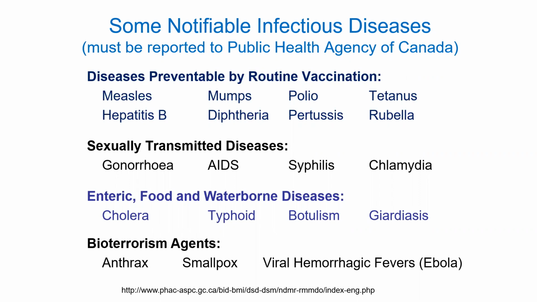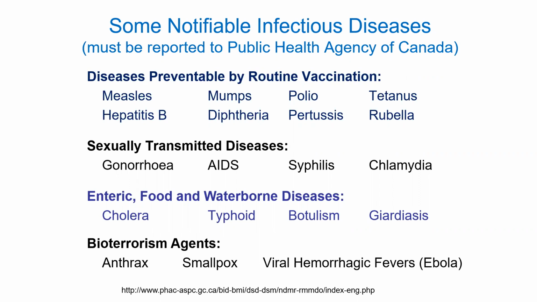We can prevent a lot of people from getting sick if we can figure out which food is the cause. Is it the onions? Is it the romaine lettuce? Is it the ground beef? Take that out of the grocery stores, and you can do a lot of public health good. Bioterrorism agents, that was an obvious one. We want to know about those for sure.